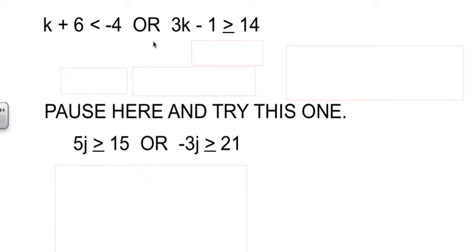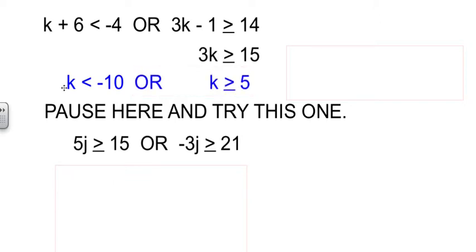Okay. Now there's an OR problem. k plus 6 is less than negative 4, or 3k minus 1 is greater than 14. Okay. The first one's easy to solve. Subtract the 6. The second one, we have to go through a couple of steps. We have to add the 1, and then divide by 3. k is less than negative 10, or k is greater than or equal to 5. When the problem is OR, anything that works for either solution is good.